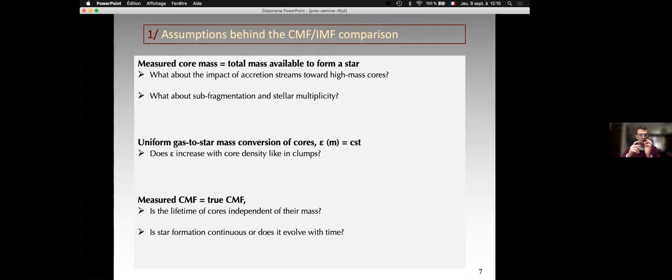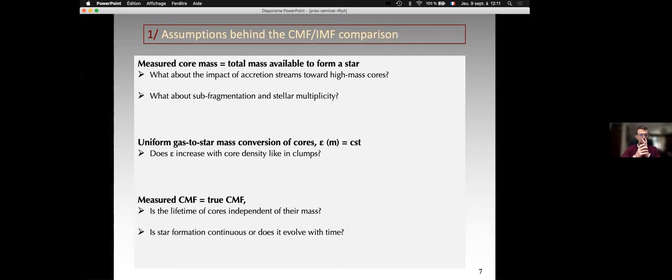Remember that what we call a core is a spatially limited overdensity in the molecular cloud. So what about the impact of accretion streams toward high mass cores? If cores can get mass from larger scales, then it gets more complicated. What about sub-fragmentation if we are drawing the mass distribution of large objects?